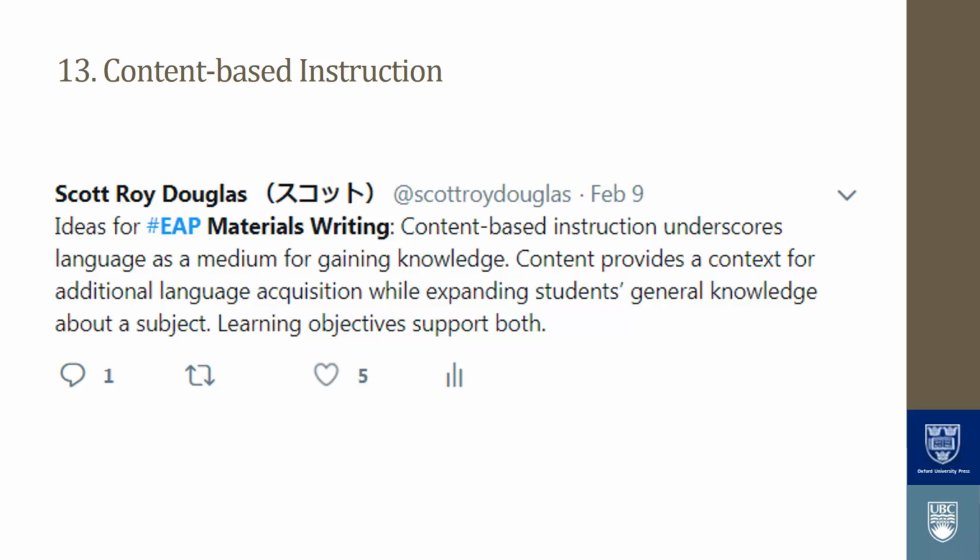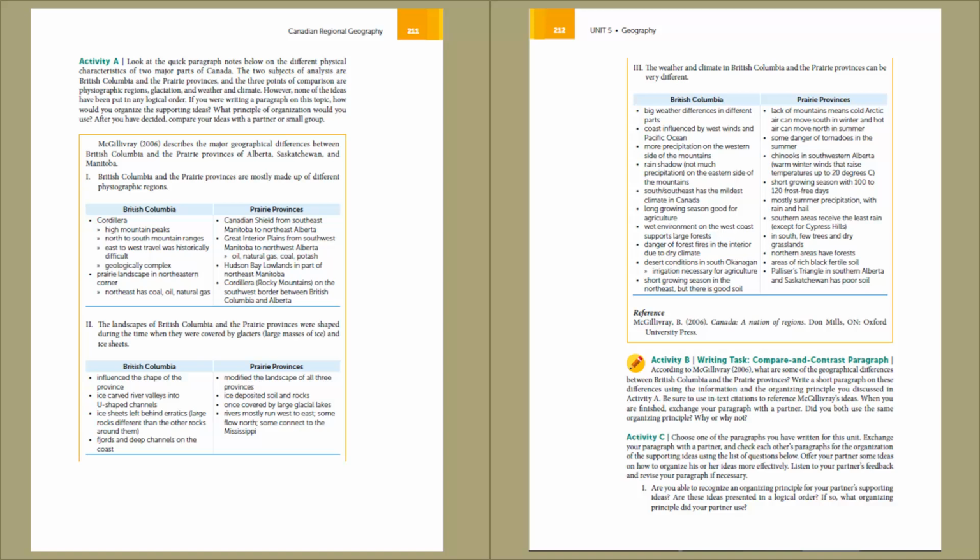The more students know about a subject in general, the better prepared they'll be when they encounter that subject in their later studies. So what we have here is content acting as a vehicle to get at language learning, made up of grammar, vocabulary, strategies, core concepts, and all those different kinds of things. For example, here's a 2-page spread from a unit on Canadian regional geography. The content is the geography of Canada, but there are also language goals embedded in this content learning.